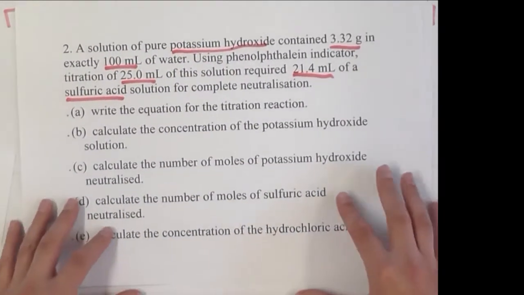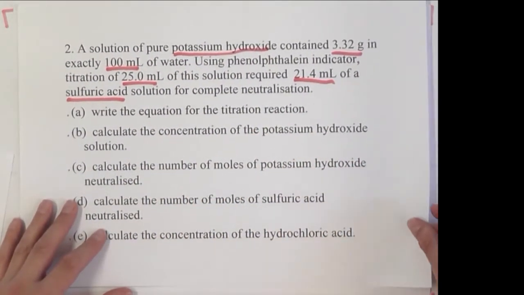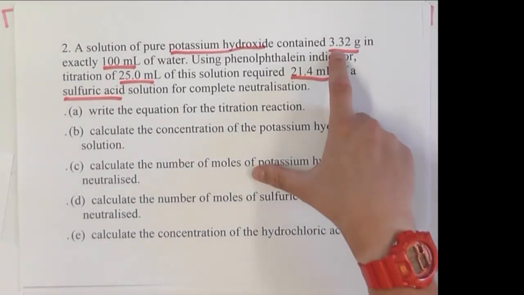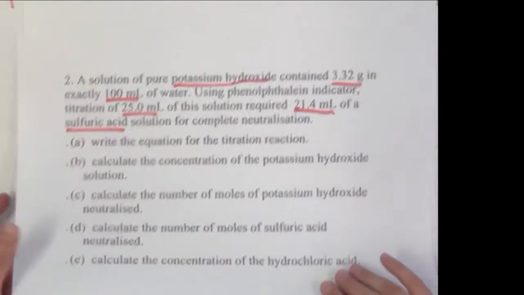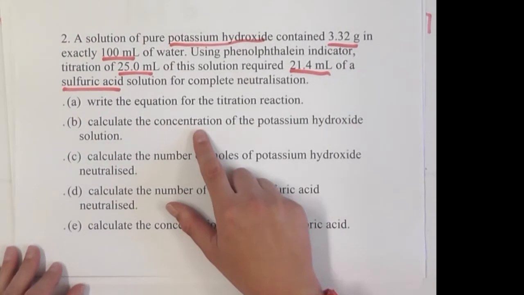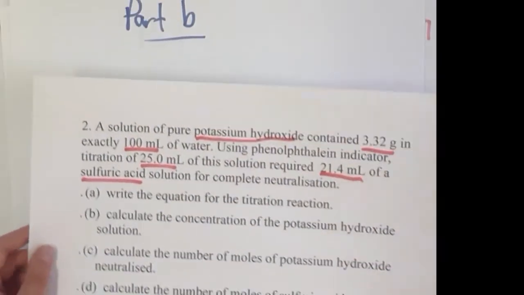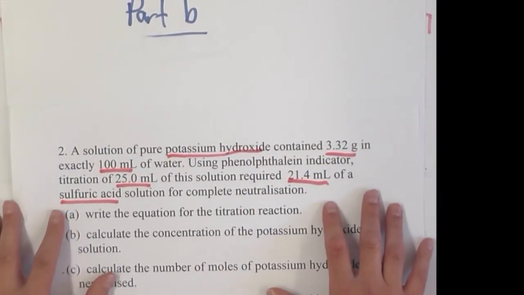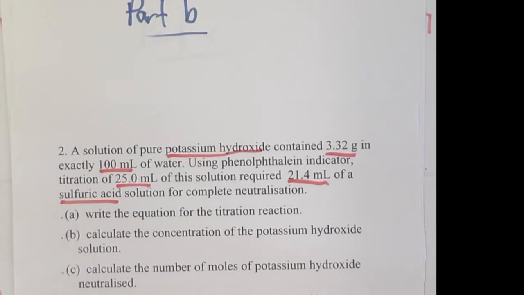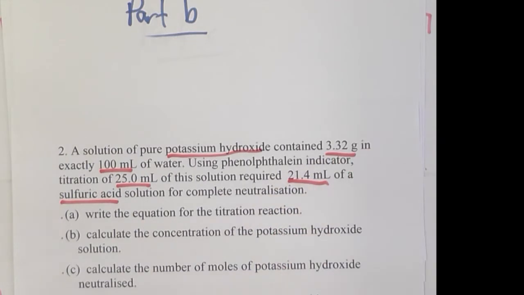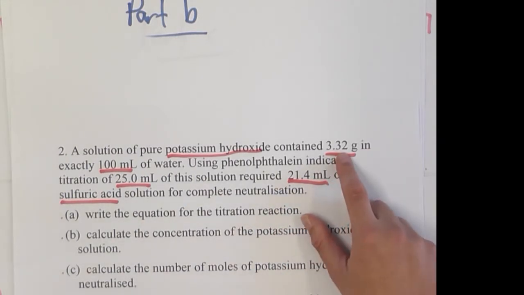Now we'll go to part B, calculate the concentration of the potassium hydroxide solution. To do this, we're going to need to find the number of moles of potassium hydroxide in the 3.32 grams. To do this we need to use the information in the question. We're going to use our mass of potassium hydroxide, and we'll have to calculate the molar mass of potassium hydroxide to figure out the number of moles.